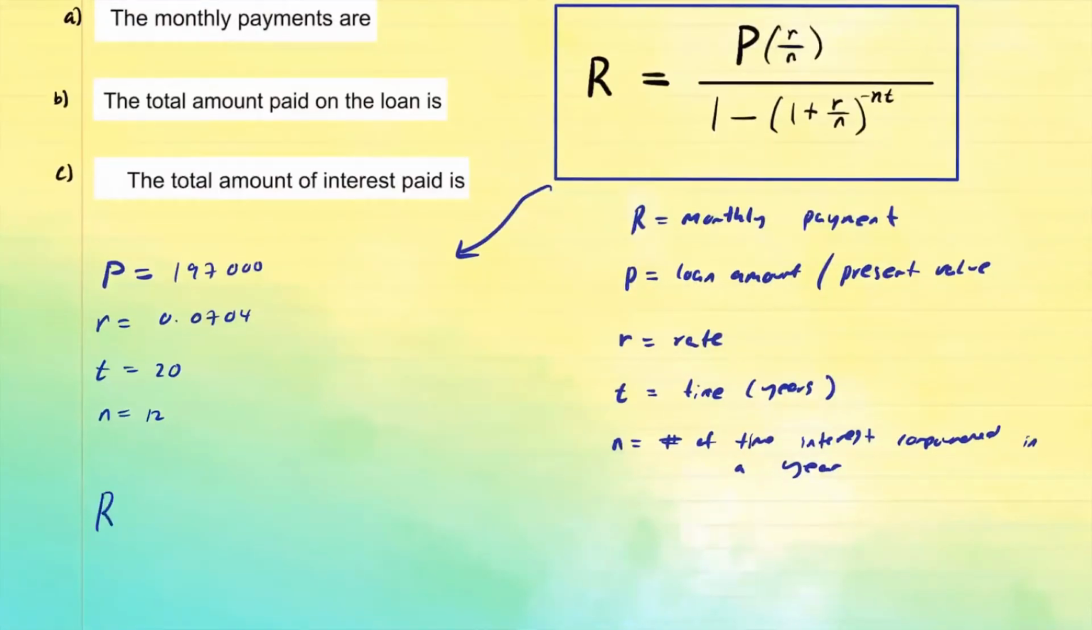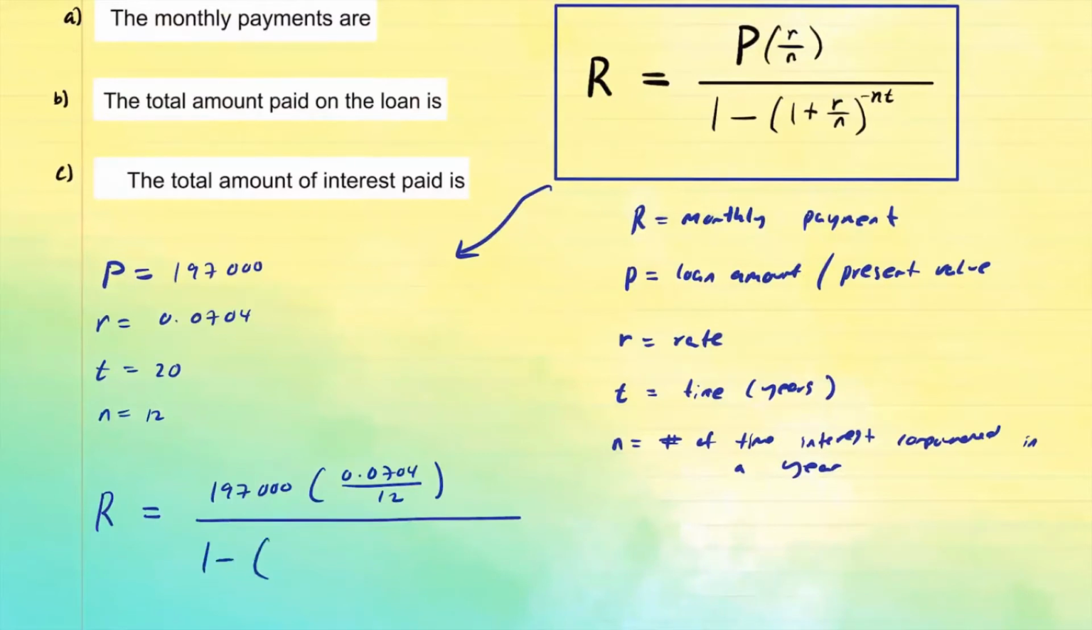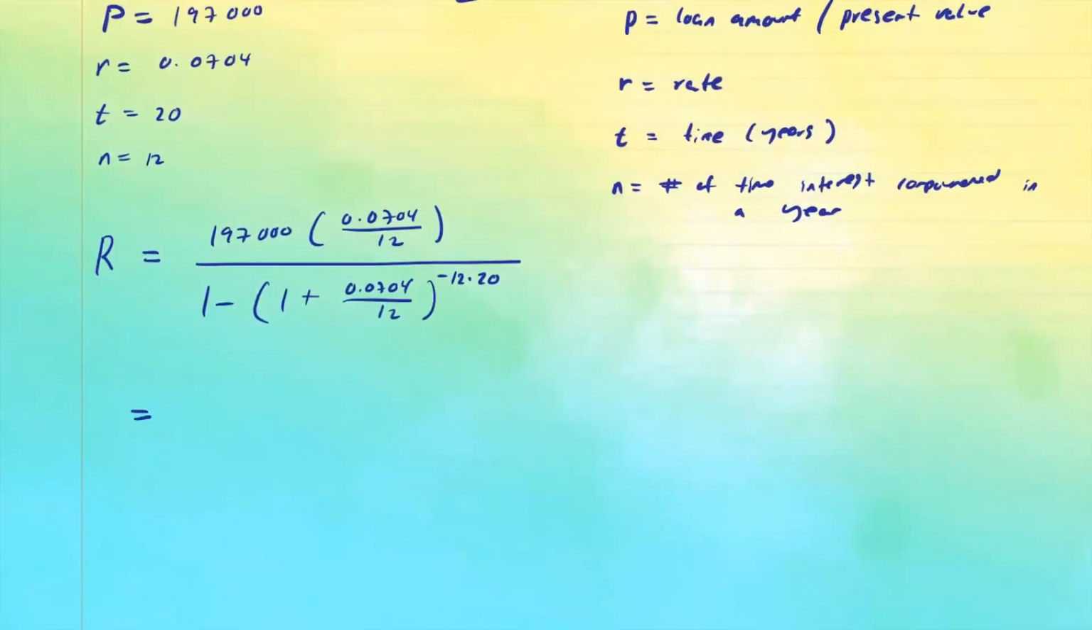All right, so let's go ahead and plug this into our formula. So our R, the monthly payment, is equal to 197,000 times the rate. So I'm doing the top portion of the formula first. So that's 0.0704 divided by 12, everything over 1 minus 1 plus 0.0704 divided by 12 to the power negative n, which is 12 times 20. So just simply plugging in everything to the formula carefully, we get this. And now let's go ahead and put this in our calculator carefully.